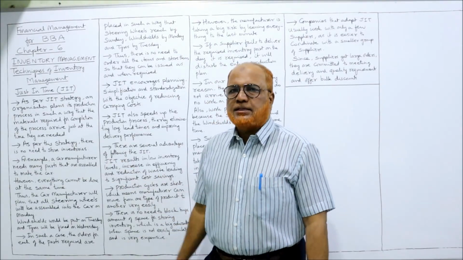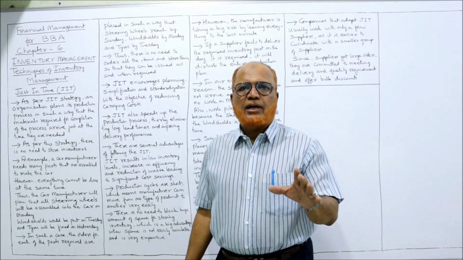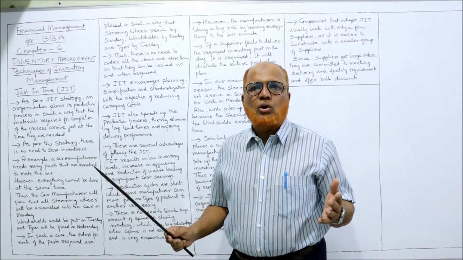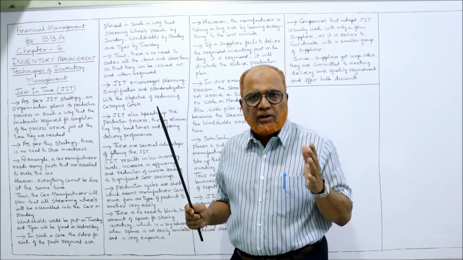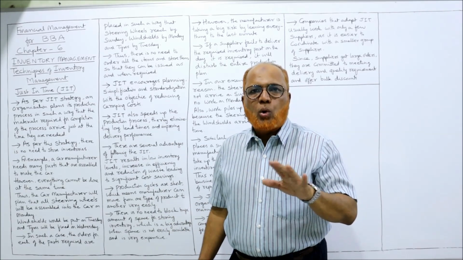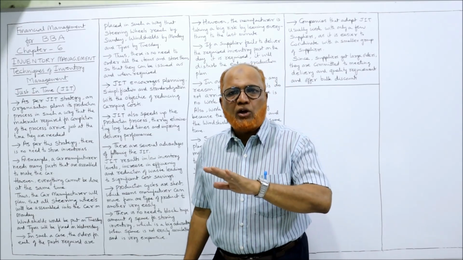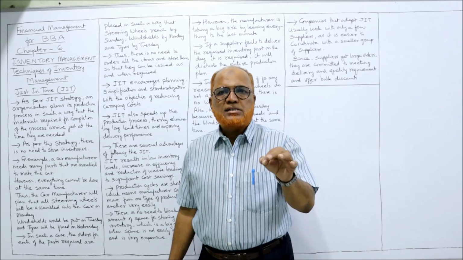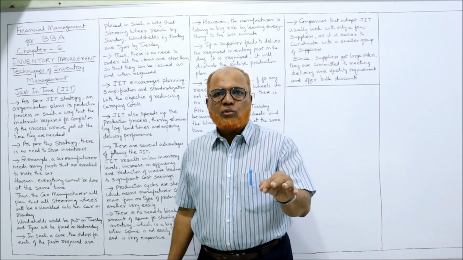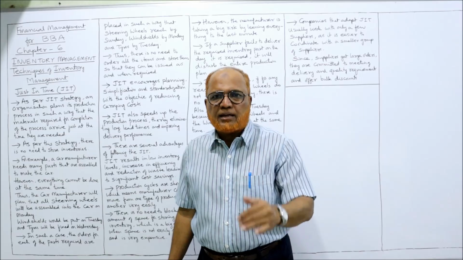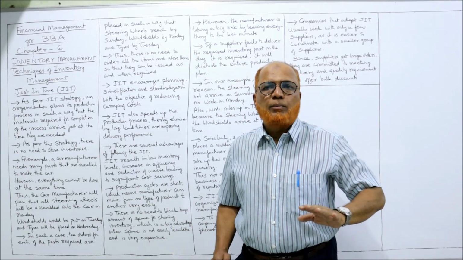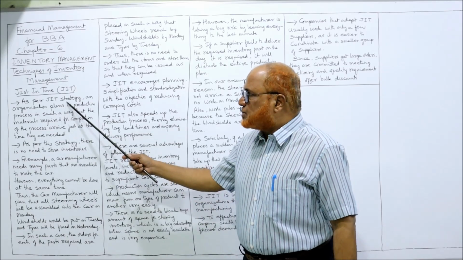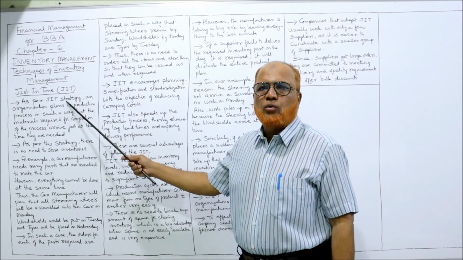Now, JIT stands for just in time. It is the technique where inventory will not be carried. There is no holding of inventory. Inventory will not be kept. The material will be procured whenever it is needed. At the time of material requirement, only at that time will the material be procured. It will not be kept in the stores. Very simple.